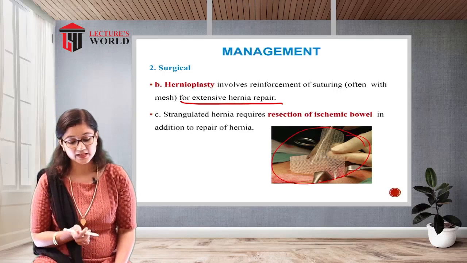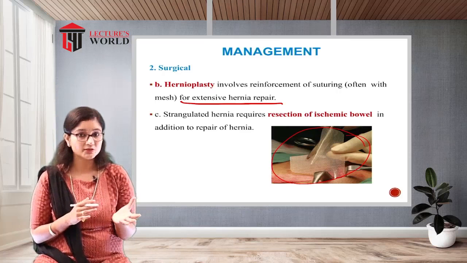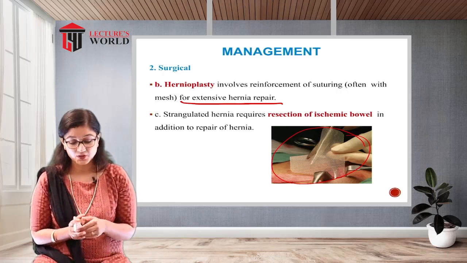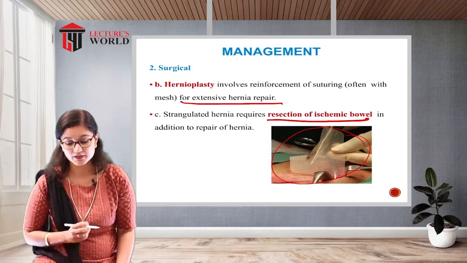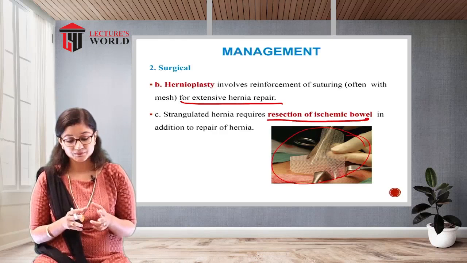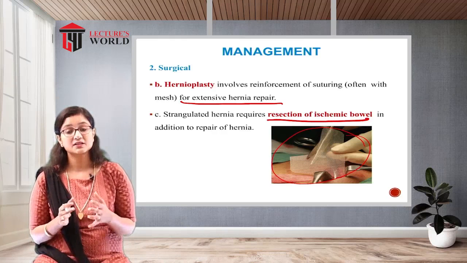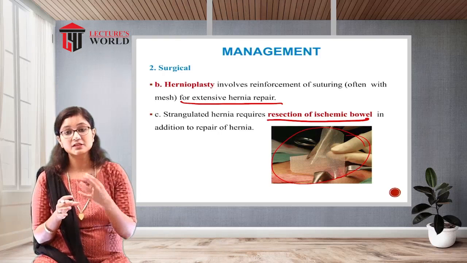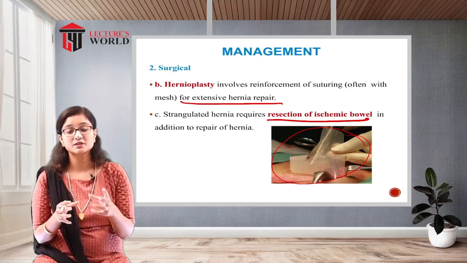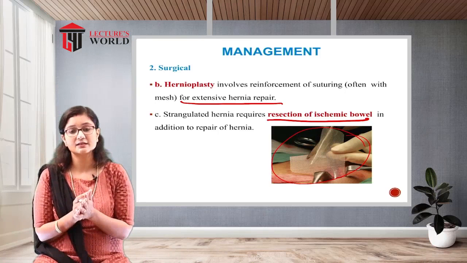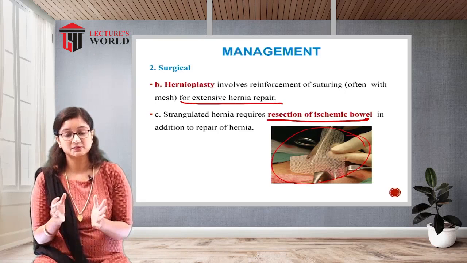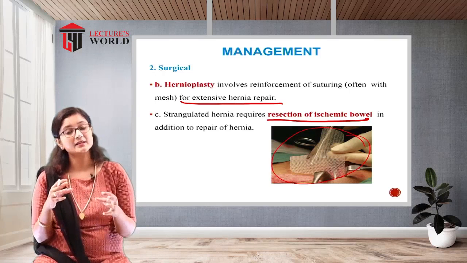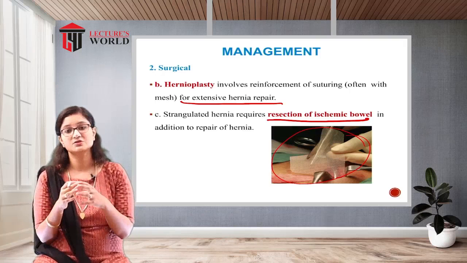Next is for strangulated hernia. You know what a strangulated hernia is, where the blood and intestinal flow is totally obstructed. So it requires a resection of the ischemic bowel. What do we mean by resection? In addition to repair of the hernia, resection means we are going to remove that region of the bowel which is totally ischemic. Ischemic means it has not got an adequate blood supply, so it is not going to heal back. So we are going to resect it out and then anastomose the remaining bowel.